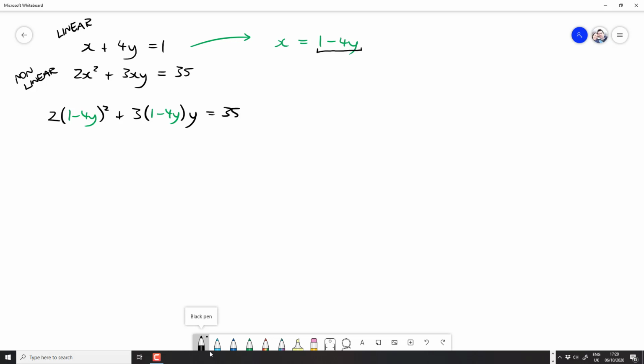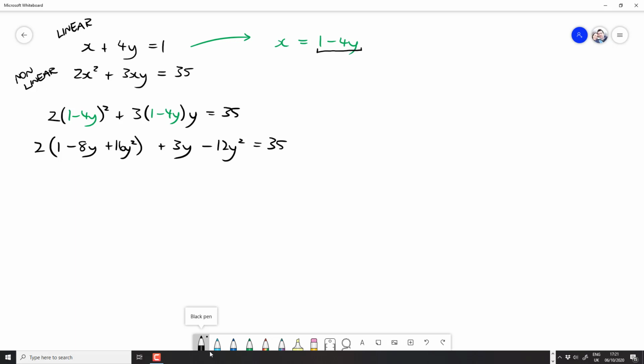And now I'm going to multiply this out and try and form a quadratic equation. So I have 2 times, when we square a bracket, we square the first, so 1 squared is 1. We square the last, so minus 4y squared is plus 16y squared. And then we do twice the product. So 1 times minus 4y is minus 4y, times 2 is minus 8y. Then I'm going to do 3 times 1 times y, which is plus 3y, and then 3 times minus 4y times y, which is minus 12y squared, and that's equal to 35.